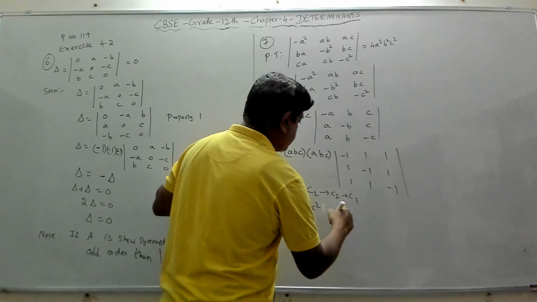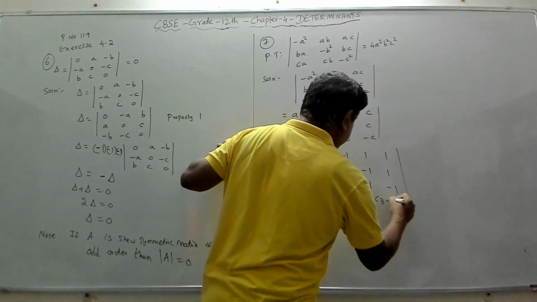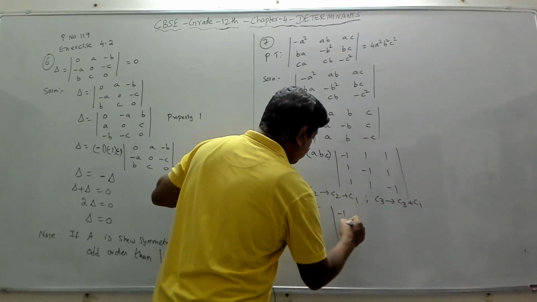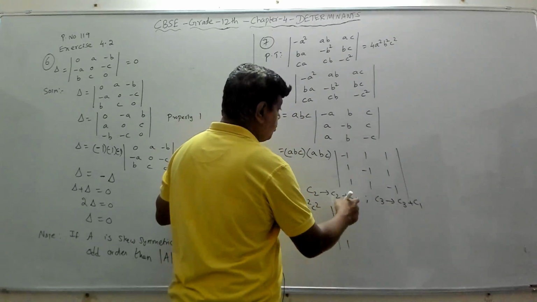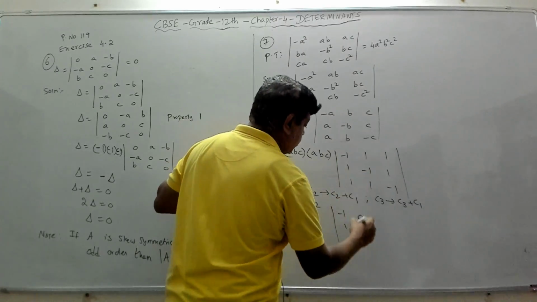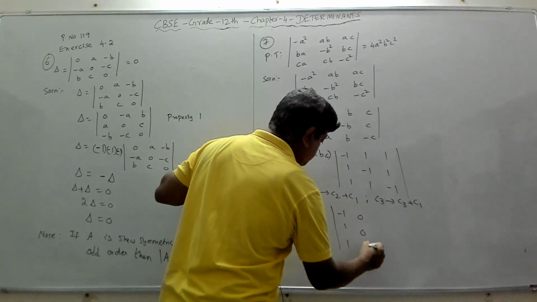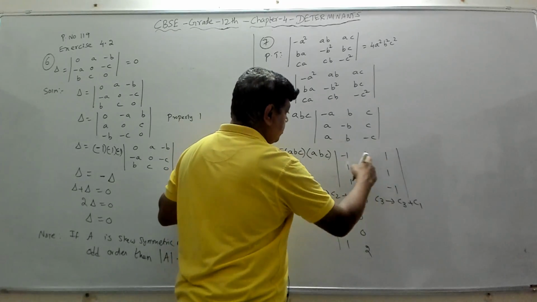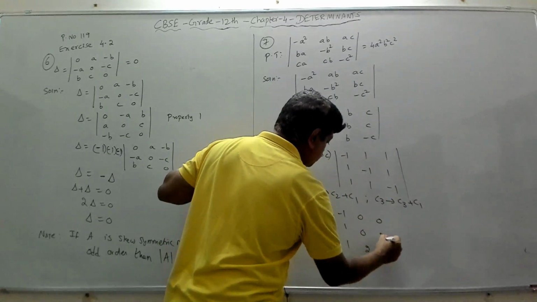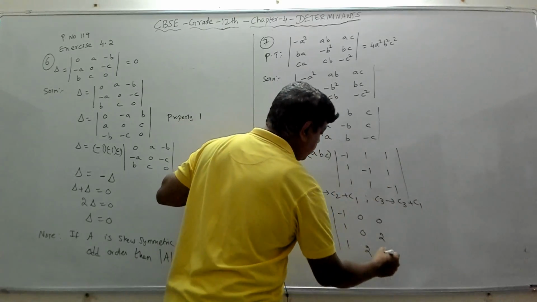Then we apply C3 is C3 plus C1. My column 1 has no change. Column 2 will become 0: 1 minus 1 is 0, then minus 1 plus 1 is 0, then 1 plus 1 is 2. Similarly for C3 plus C1: 1 plus 1 becomes 2, then minus 1 plus 1 becomes 0.